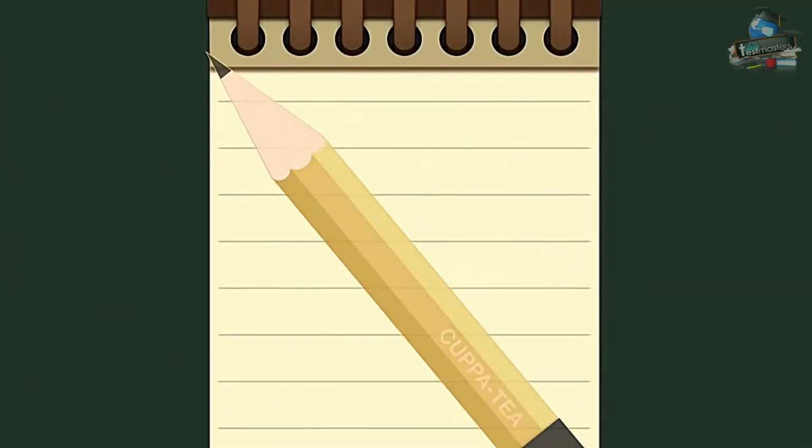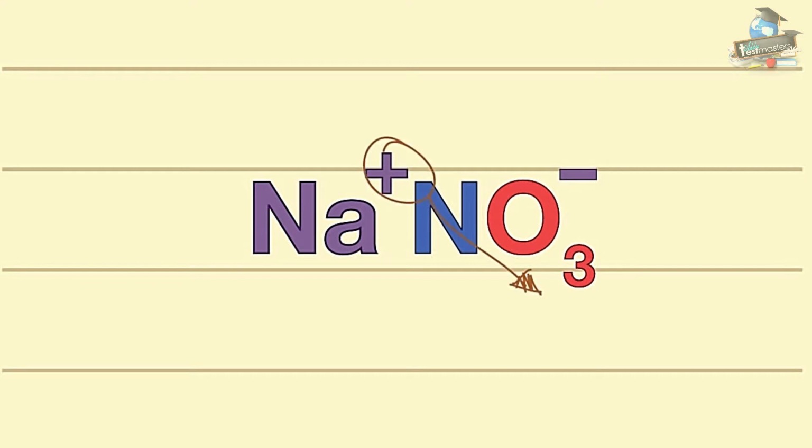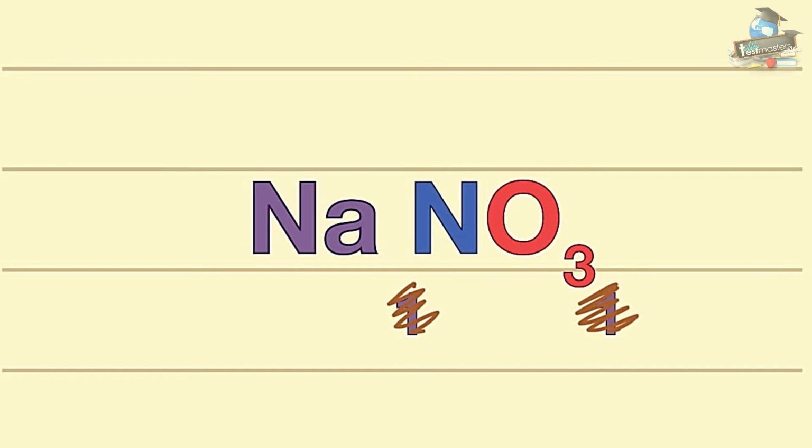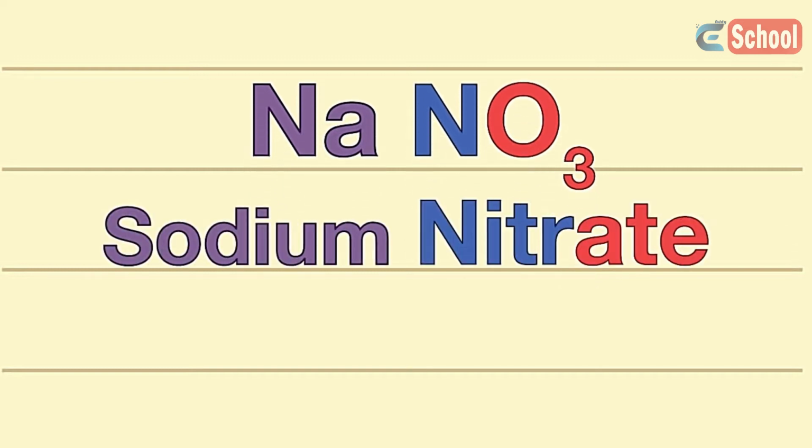Let's grab a piece of paper and a pencil and work on the first example. Write the sodium ion and the nitrate ion side by side. Remember to include their charges. Let's crisscross these charges. Since we never put 1 in a formula, the formula for the ionic compound in question is NaNO3. When naming ionic compounds made from polyatomic ions, we just write their names as they are. The name, therefore, is sodium nitrate.